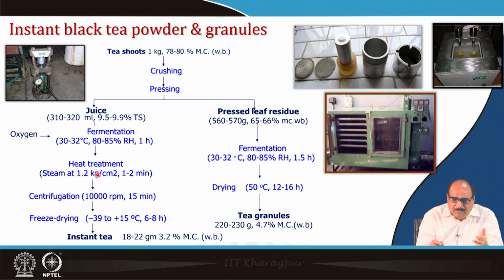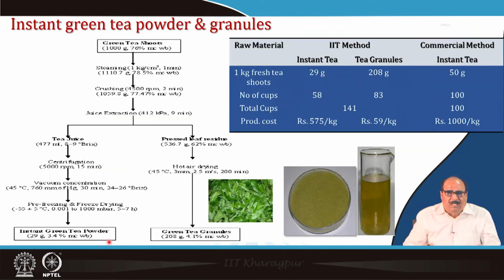From this we get around 18 to 20 grams per 1 kg of leaf, with 3.2% moisture content on a weight basis, and the pressed leaf residue we put through the same process, that is, fermentation and tea granules. So we get a tea granule which is equivalent to CTC tea. From the same leaf we get, and we have also avoided the withering process, both an instant tea as well as tea granules. This is a patented process, and both the teas have good liquoring capacity.